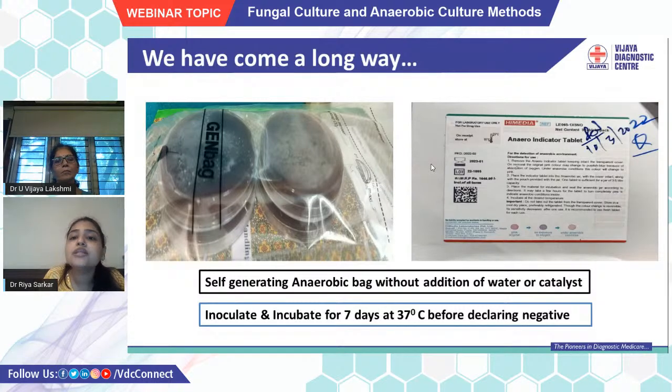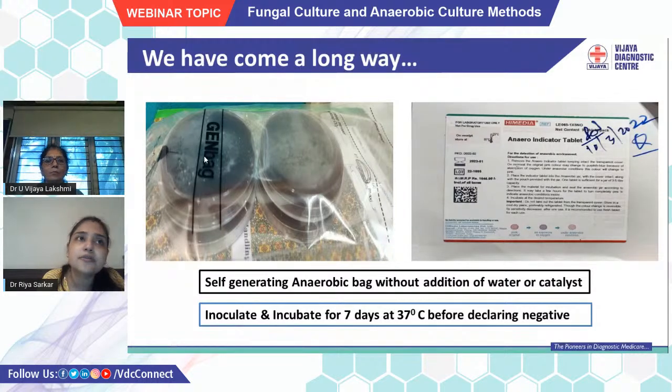It comes with an arrow-indicated tablet, as you can see. This tablet changes its color from time to time to indicate whether proper anaerobic conditions are maintained or not. Now, the inoculated anaerobic blood agar media is put inside this pouch. This pouch is known as Gen bag and it is incubated for 7 days at 37 degrees Celsius.